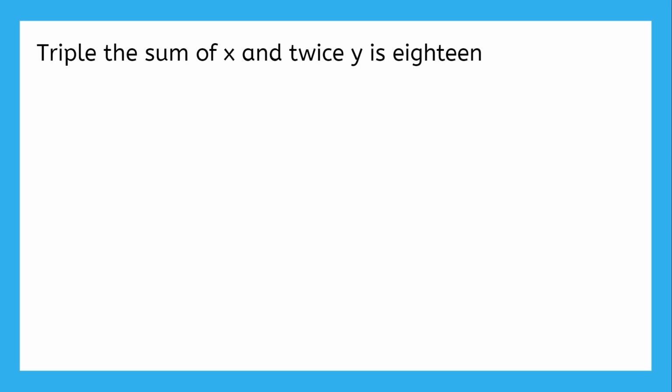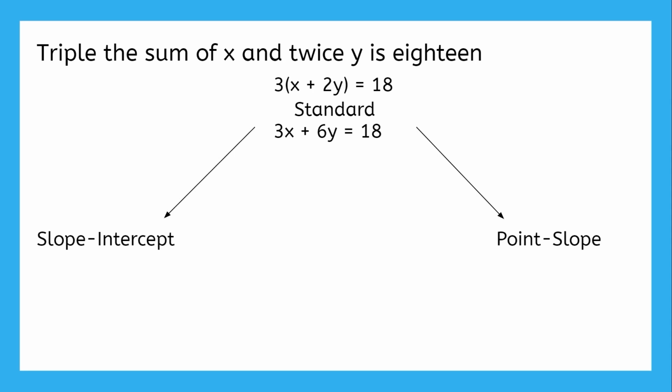This equation has been given in words, but if we write it as an algebraic equation, we get this. The sum of x and 2y tripled is equal to 18. It's pretty easy to see that if we distribute the 3, we get an equation in standard form. We can convert this to either of the other forms.